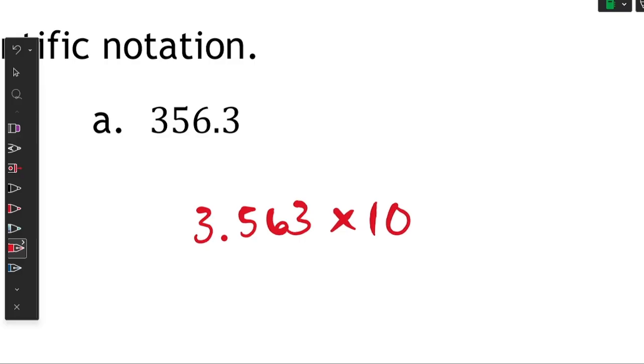I know it's going to be positive because the number I've written down is smaller than the one that I had, right? I've only got 3.563, and I need to make this 356. So I'm going to multiply this by 10 twice. If I multiply this number by 10 two times, 10 times 10, the decimal will move exactly to this spot, and the number I have will be equivalent. So A is 3.563 times 10 to the second power.